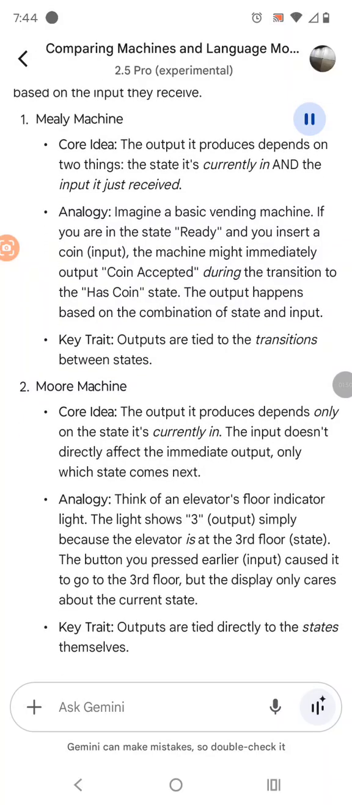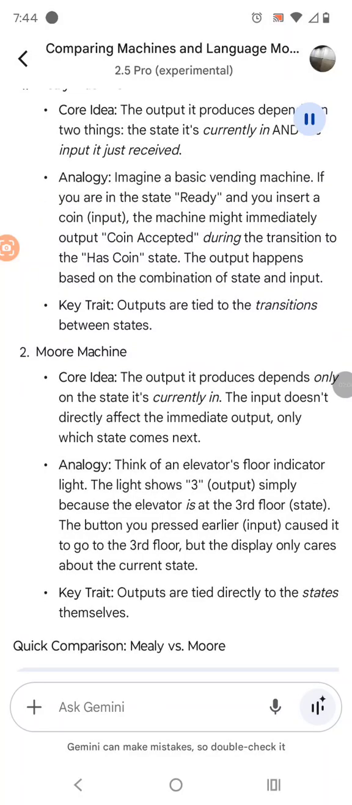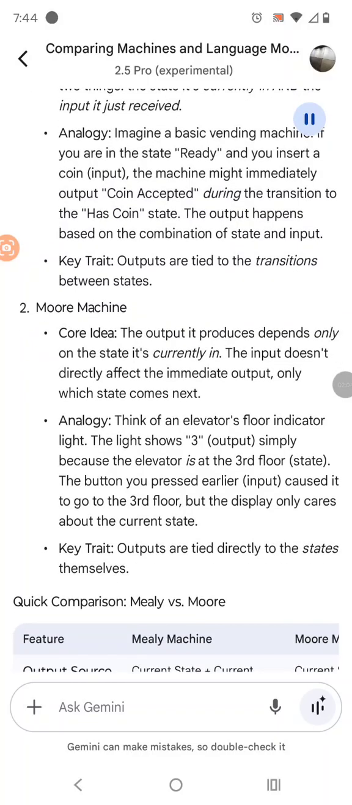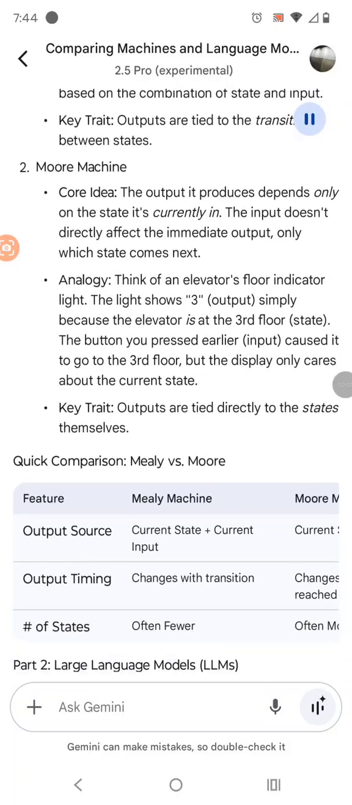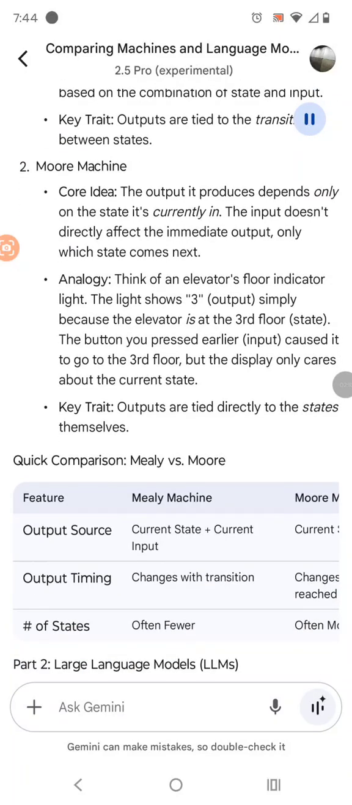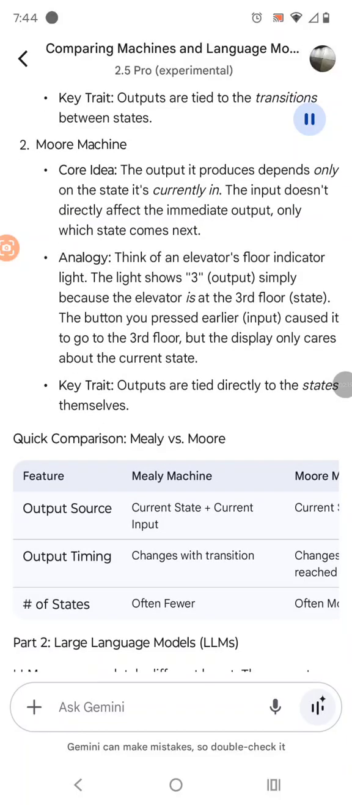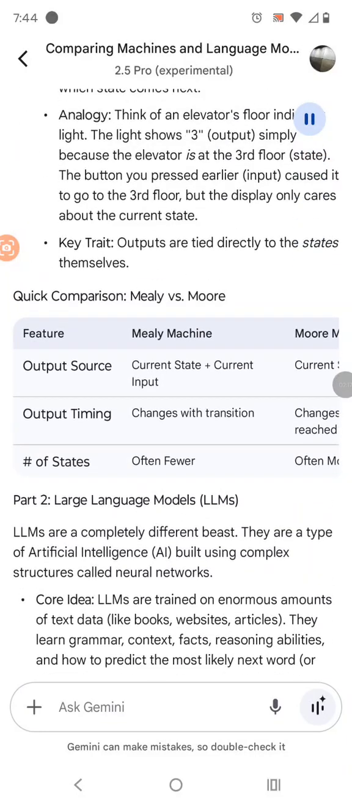2. More machine core idea. The output it produces depends only on the state it's currently in. The input doesn't directly affect the immediate output, only which state comes next. Analogy. Think of an elevator's floor indicator light. The light shows 3, output, simply because the elevator is at the 3rd floor, state. The button you pressed earlier, input, caused it to go to the 3rd floor, but the display only cares about the current state. Key trait. Outputs are tied directly to the states themselves.